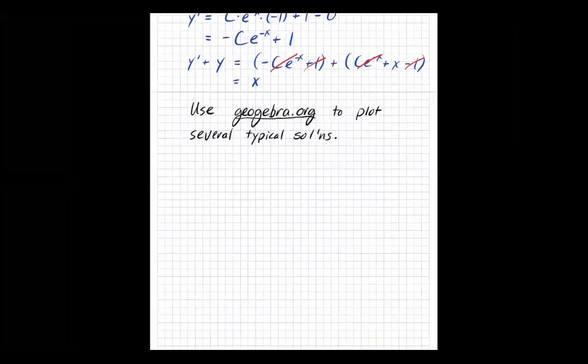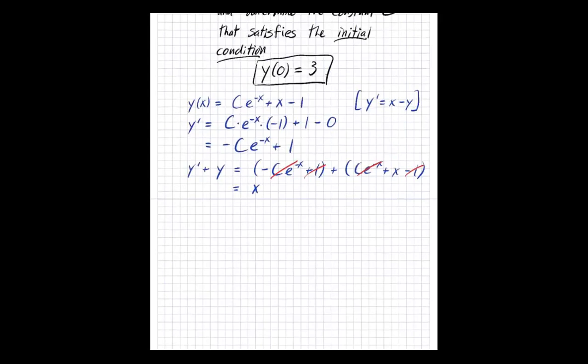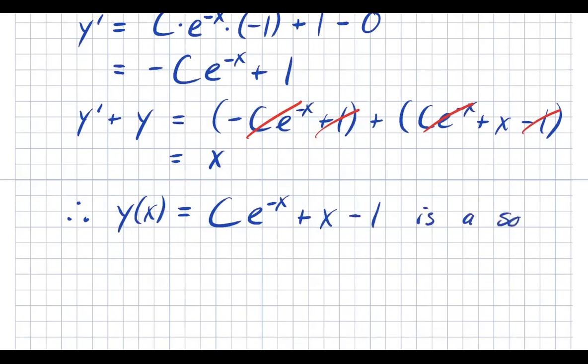Let me just make some more room here. Therefore, y of x equals c e to the negative x plus x minus 1 is a solution of the differential equation y prime equals x minus y.